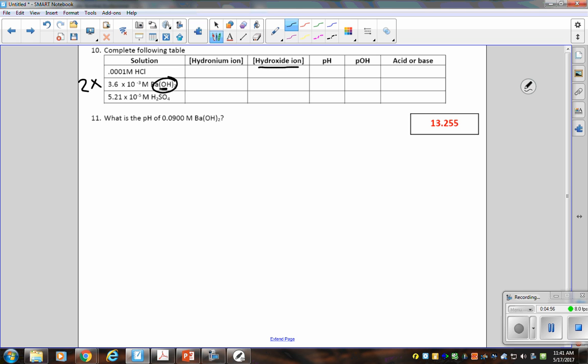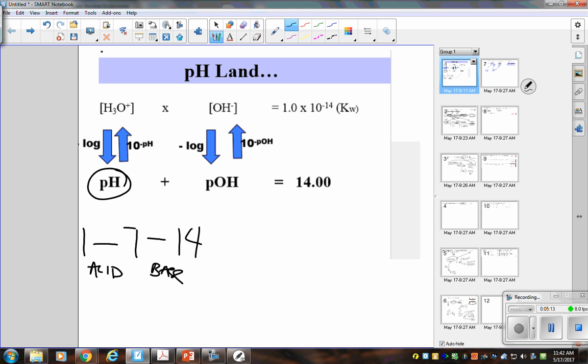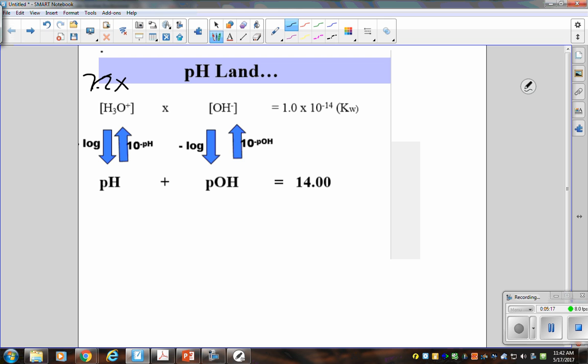What do I get? Negative third. 7.2 times 10 to the negative third. So I get 7.2 times 10 to the negative third. I've got to get everything else. Well, think about pH line. Here's where they're starting me, right here. 7.2 times 10 to the negative third right there. That means I just have to get the other 3.